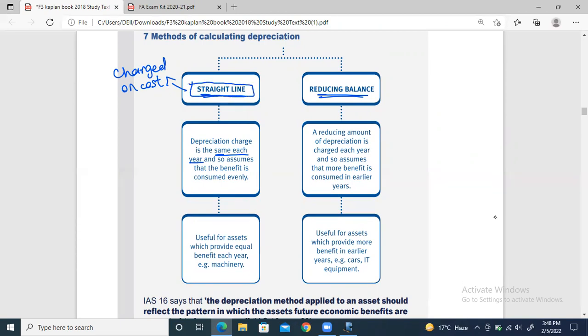Straight line basically means we just add depreciation in a straight line, and it's the same figure each year. And it assumes that the benefit is consumed evenly. So obviously it is equal each year. That's why it is assuming that it is evenly distributing the effect.